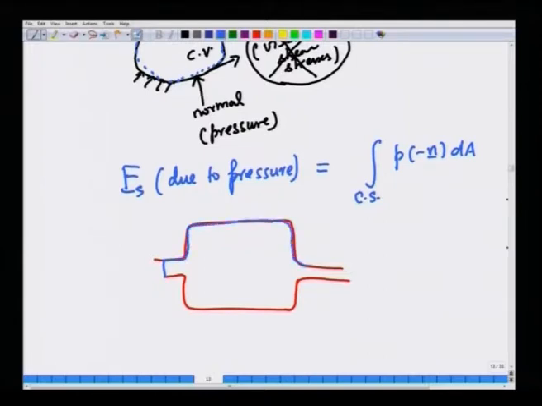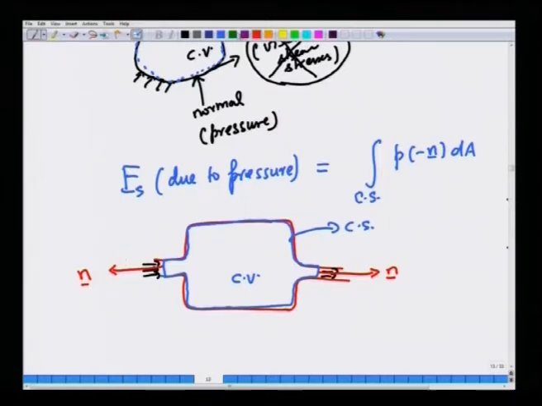This is, for example, a container in which fluid is coming in and going out. This is a very illustrative simple example. The blue line is the CS, whatever is inside is CV, and let us say fluid is coming in like this and going out like this. Now, the pressure: the unit outward normal here is like this, the unit outward normal here is like this. Here you may all agree that the pressure is in the direction opposite to the unit normal.